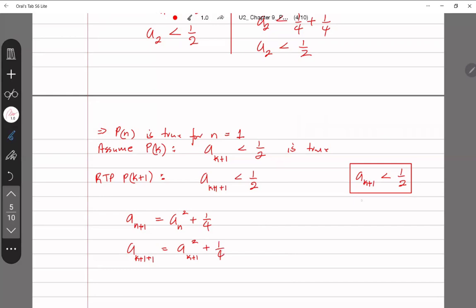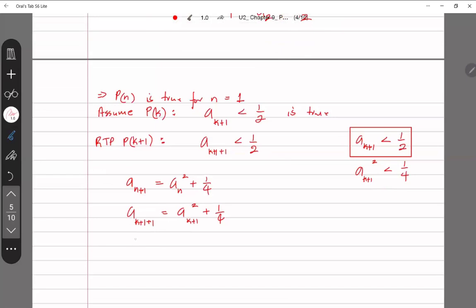But over here, a subscript k is less than a half. Therefore, a_k squared would be less than a quarter. Then come back over to the left. a_(k+1) would be less than a quarter plus a quarter. So a_(k+1) would be less than a half. And this is what we were required to prove.